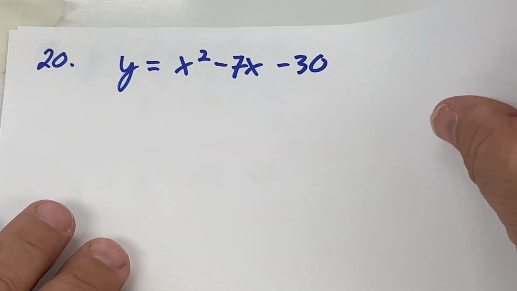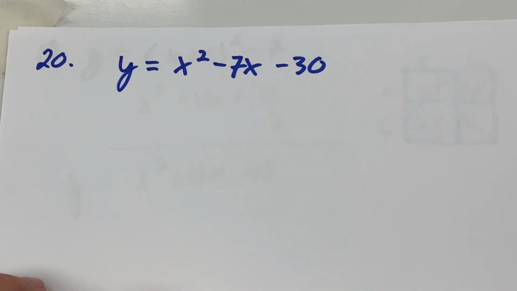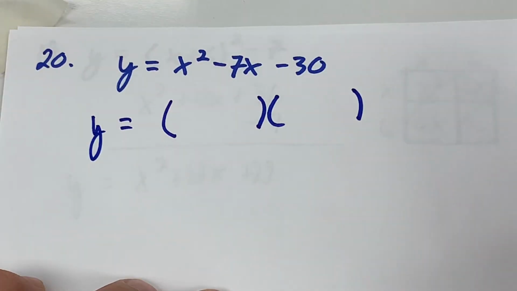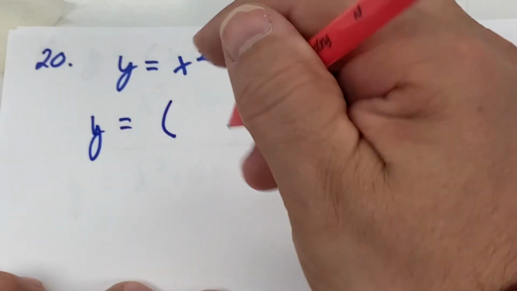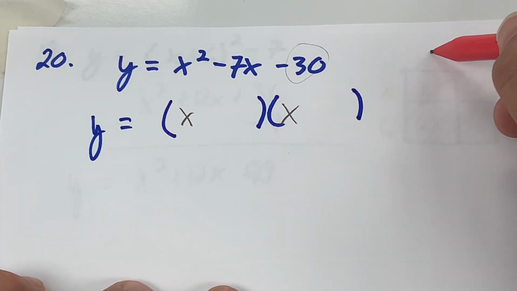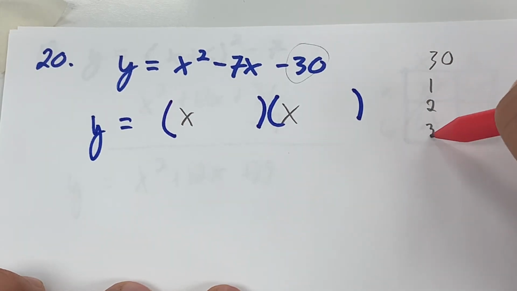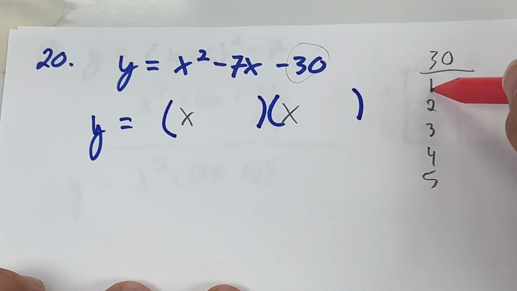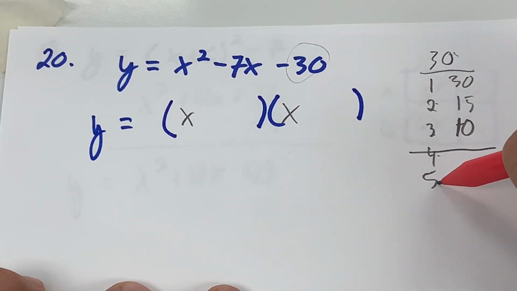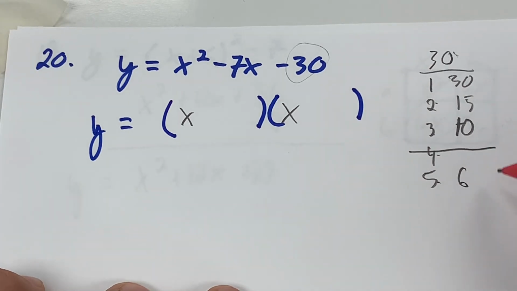For number 20, I'm asked to rewrite it in factored form. So if you're not good at factoring, you might want to catch up on that skill. So y equals. Now, x times x equals x squared. If I were to reverse FOIL it, now I need to know what two numbers multiply to equal 30. 30 divided by 1 is 30. 30 divided by 2 is 15. 30 divided by 3 is 10. 30 divided by 4 is a decimal. And 30 divided by 5 is 6. The only two numbers that will reach 7 are 10 and 3.